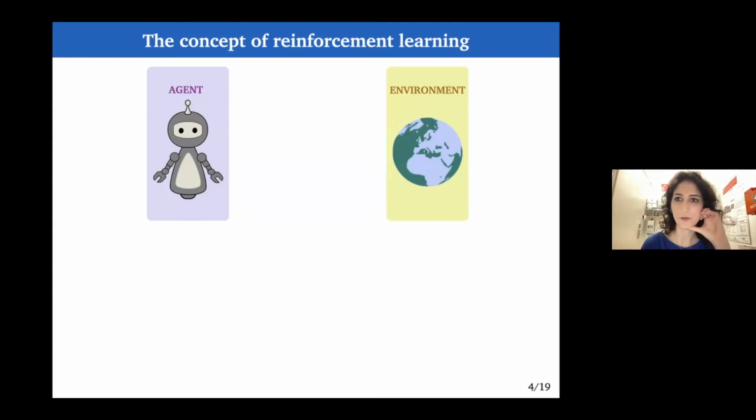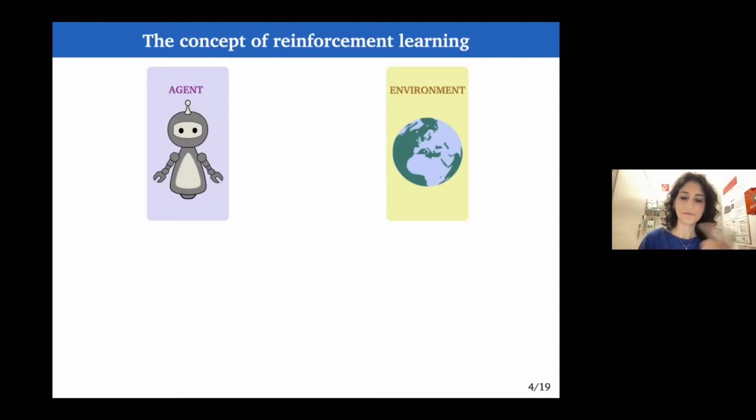So it can be a robot, it can be an algorithm in general. It's an entity that is provided with a goal that it has to accomplish. And then we have the environment. The environment is simply the world the agent plays in. And the agent can interact with this world because the agent sees, let's say, the states of this world.